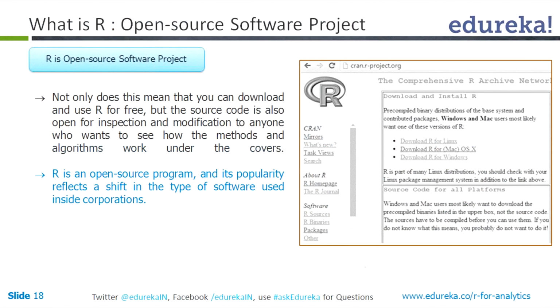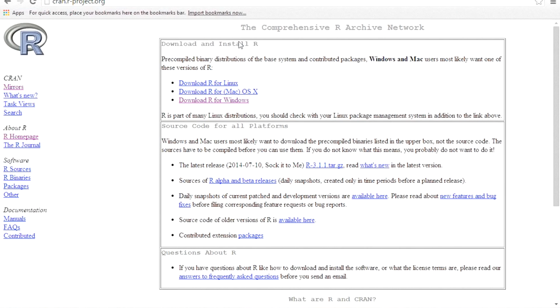So it's open source. As I said, everything is open, and the mother site of R is the CRAN site. It's the Comprehensive R Archive Network. This is the place from where you can download R, and from where you can download all the packages that are available in R, and you can start using those packages. So this is the mother site of R.